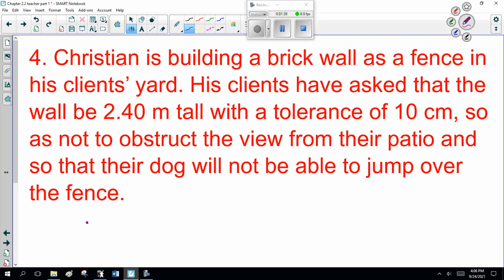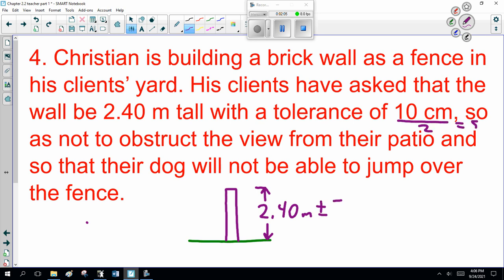So, they've got the wall here. Let's draw a picture. Here's the ground. Here's the brick wall going up. They want it big enough. They want 2.4 meters. Now, the tolerance is 10 centimeters, which means half of 10 centimeters is 5, so this is plus or minus 5 centimeters, which would be plus or minus 0.05 of a meter. Yes, divide by 100.